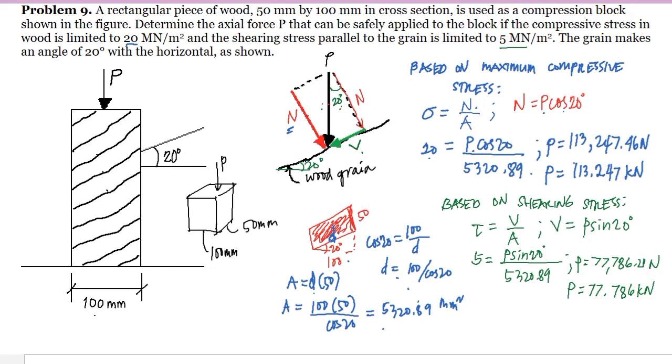Since the question here is what is the safe value of P that can be applied, so we have two choices: based on the compressive stress, that's 113.247 kilonewton, and based on the shearing stress we have 77.786 kilonewton. So we will go with the lowest value, and that would be the safe value, P, and the answer is this. So we have the safe value of P is equal to 77.786 kilonewton.